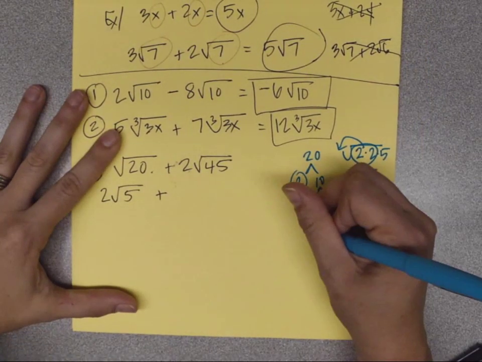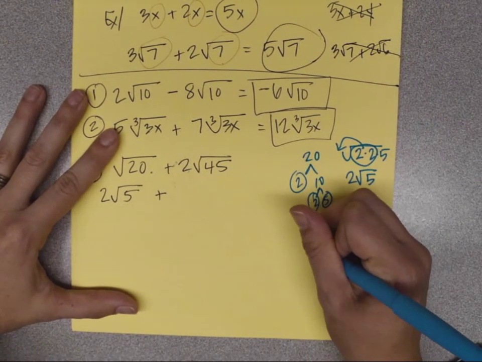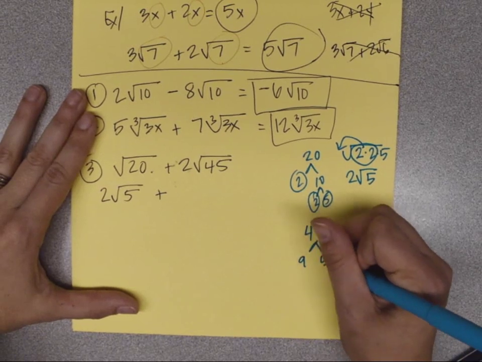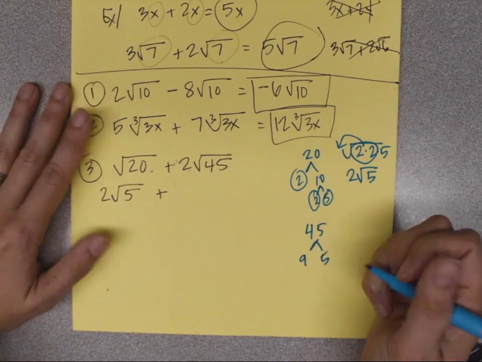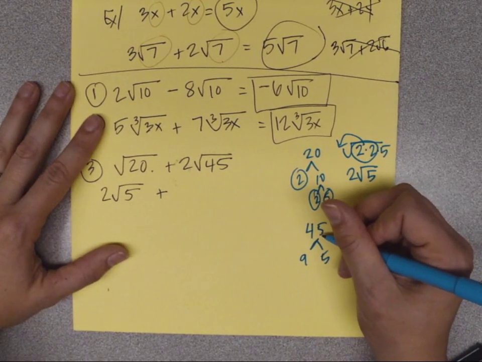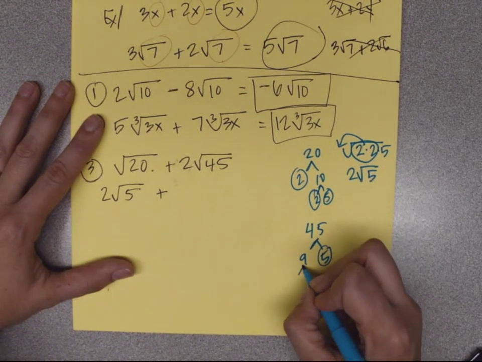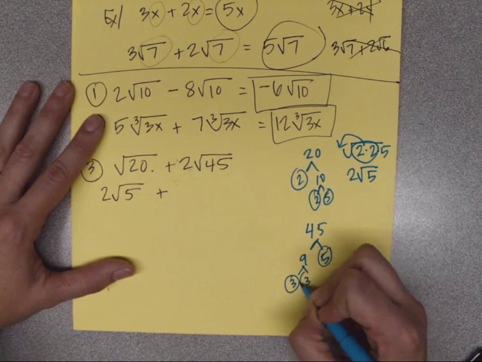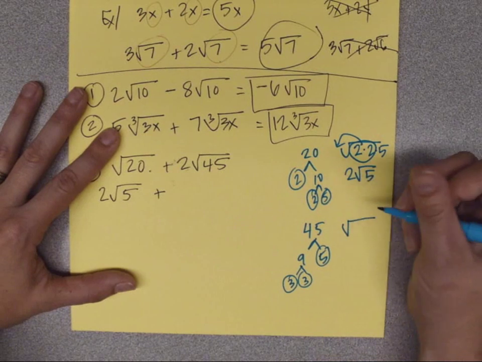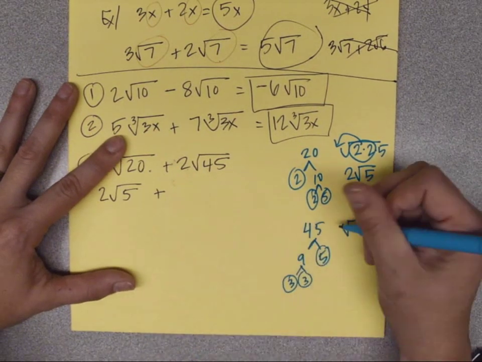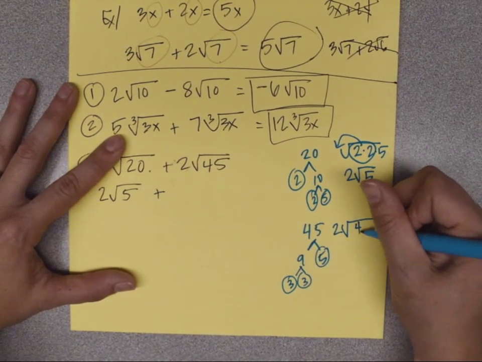45 breaks down into 9 times 5, right? Yeah, 9 times 5 is 45. And so 5 is done. 9 can break down into 3 times 3. So for 45, I'm going to put the 2 in front of it because remember it was 2 times the square root of 45.